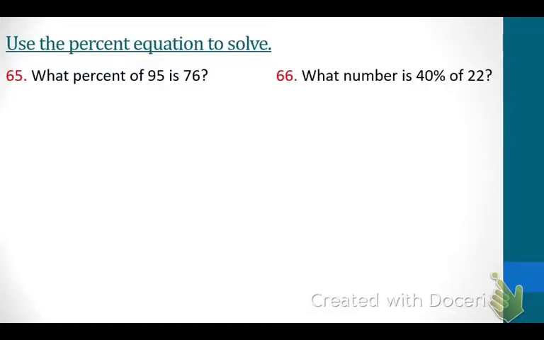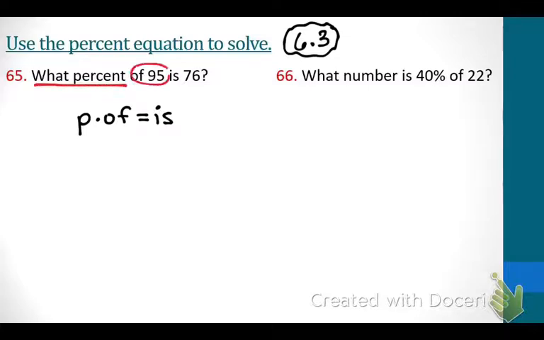Okay, so let's talk about the next one. Use the percent equation to solve. Kaylin, what is the percent equation? P times of equals is. Very good. So when we have problems like this, and we did this back in chapter 6, if you don't remember how to do this, this was 6.3. You can write that beside it if you want to go back through and study those notes. We're going to underline and circle the original problem. What percent of 95 is 76?